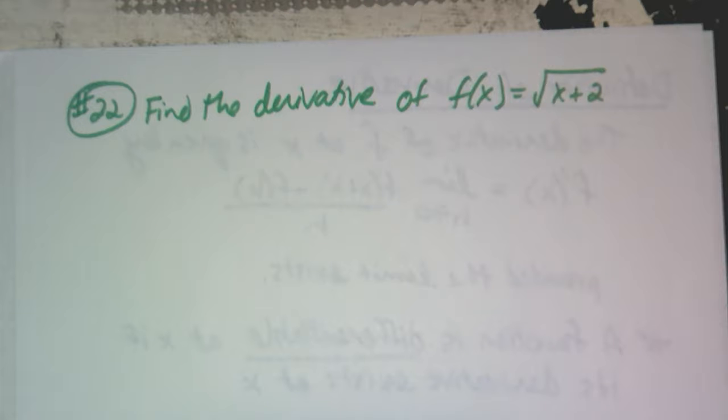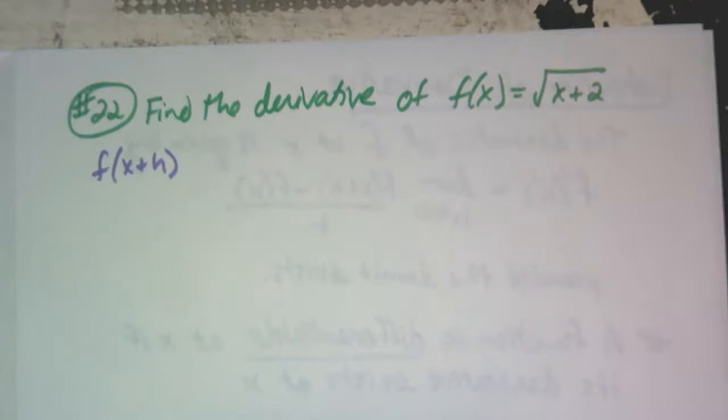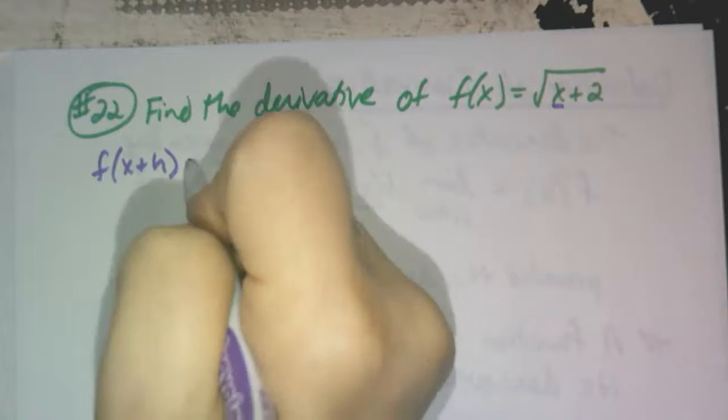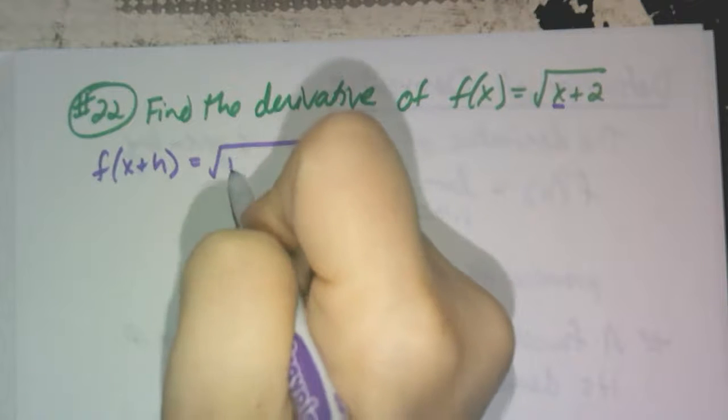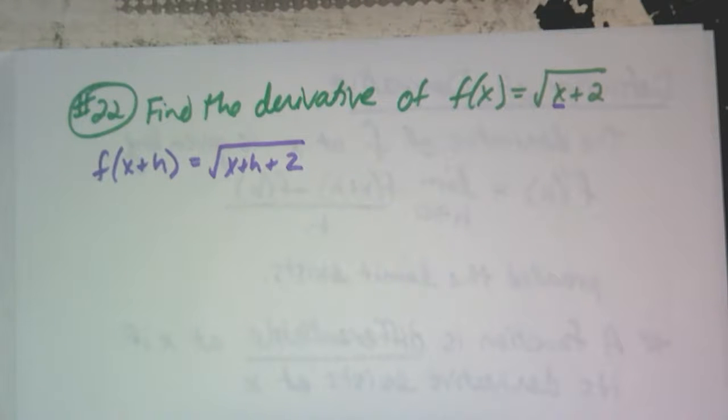All right. What is the first thing that I need to find? I need to find f of x plus h. Okay. So I substitute into this formula. Everywhere I see an x, I'm going to put an x plus h. So I would actually have the square root of x plus h plus 2. Do you all agree? I agree. There's nothing more I can do there.